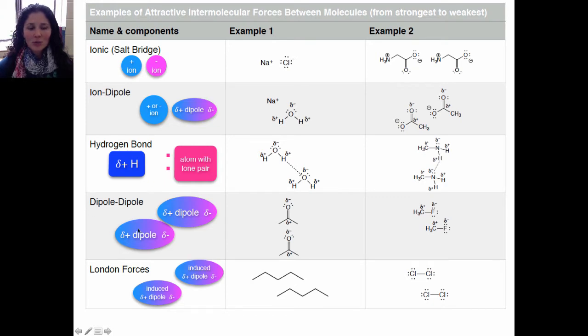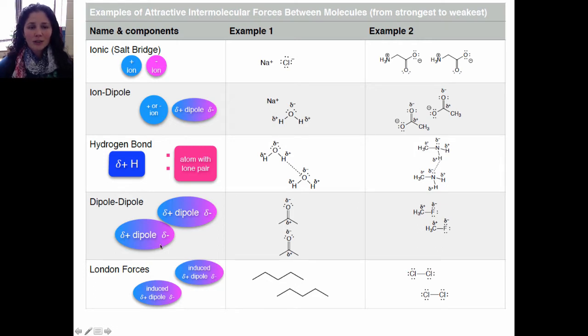Dipole-dipole is just when 2 polar molecules are interacting through attractive forces between their partial positive and partial negative poles. Here are 2 examples. Here the partial negative charge on the oxygen is interacting with the partial positive carbon along this polar bond in each molecule. And here's another example.